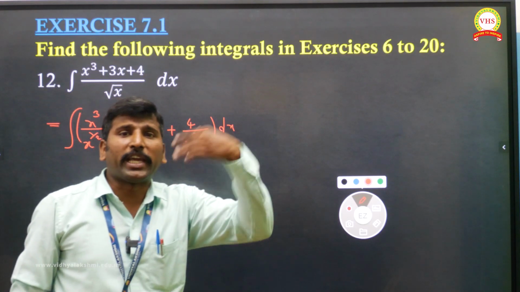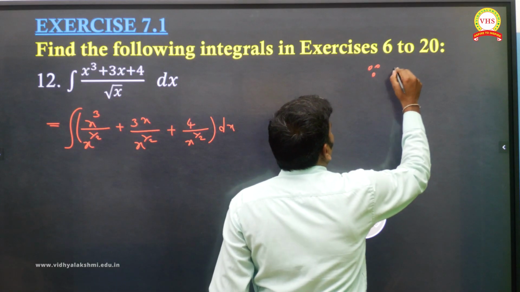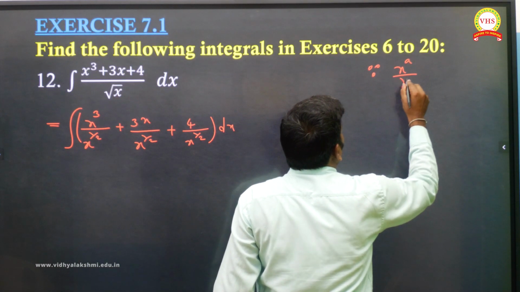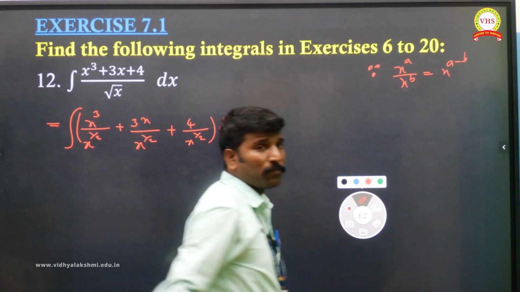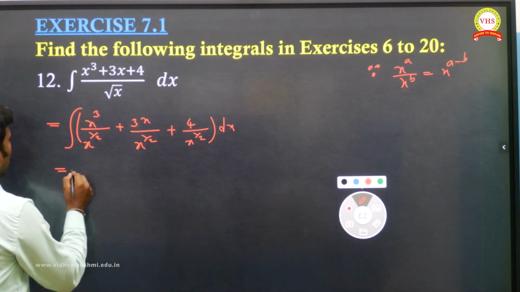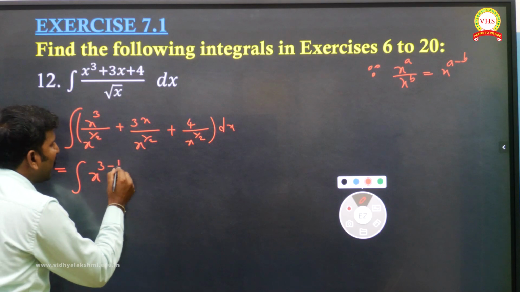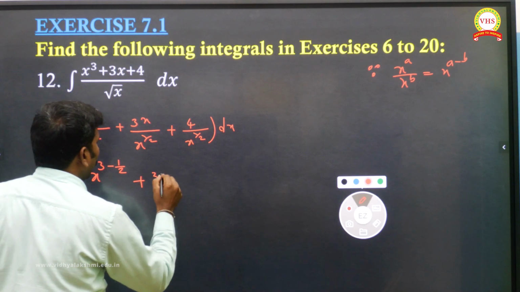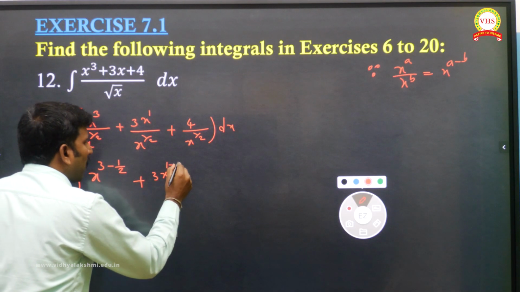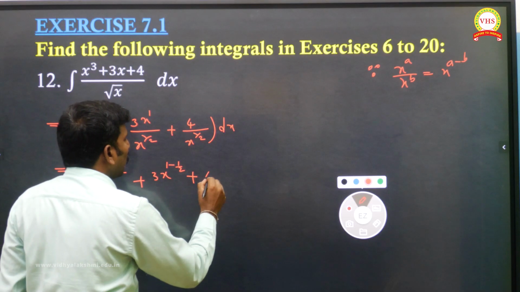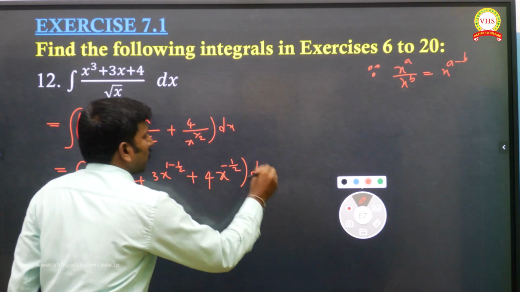Okay, when you take it to the numerator, the power will subtract from 3. The formula: when we have x power a divided by x power b, when you take the denominator to the numerator, it is x power a minus b. That formula I'm going to apply. So what I'm getting: x power 3 minus 1 by 2 when you take to the numerator. Then 3x, already power 1 is there, and this 1 by 2 when you take to the numerator is minus 1 by 2. Plus 4 into this also, when you take to the numerator the power will be negative. Right, everything we have done.